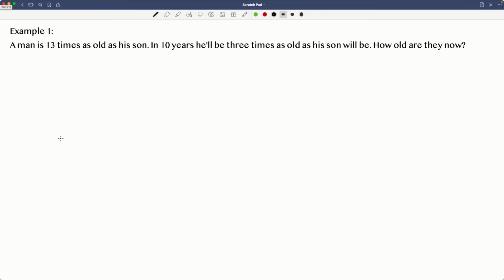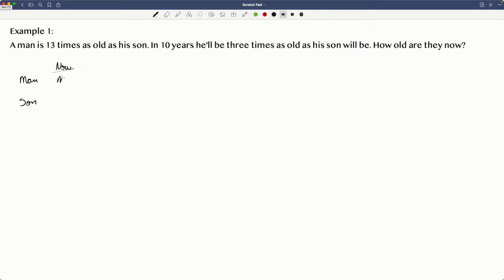So in example 1, it says a man is 13 times as old as his son. In 10 years, he'll be 3 times as old as his son will be. How old are they now? So we're going to create a table. It always helps to create a table to illustrate what you're doing. So we have the man, and we have the son, and we have their ages now.